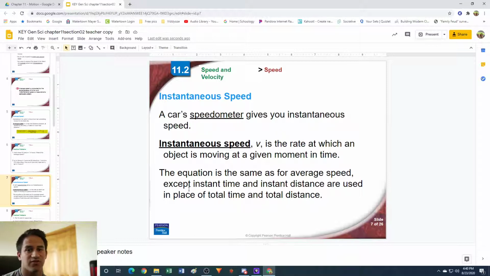So, let's say, for example, you're a cop and you're trying to use your little radar gun to clock people's speeds and see if they're speeding. That's instantaneous speed. So you want to know how fast they're going right now. And if it's over the speed limit, I'm going to pull you over.